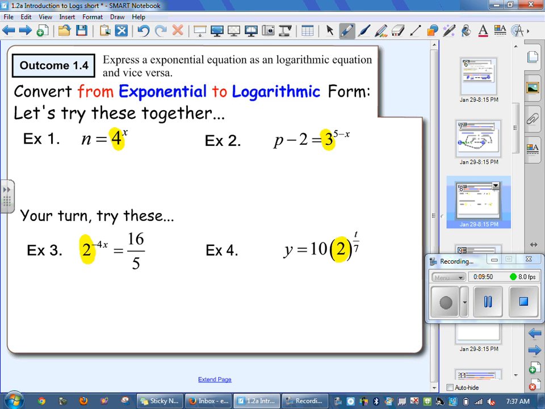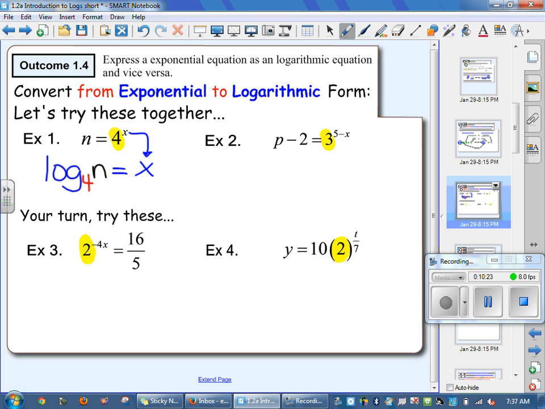So let's take a look at how we would do example 1. So I'm going to write the word log first. That's always the way I start. I write the word log. My little base number, that highlighted 4 that I've chosen, I write it right beside our log as a subscript. It goes lower. Then I want the answer of my exponential. It's going to sit right next to my log word, which is n, and that's going to all equal our exponent x. So now the exponent moves down into the answer of our log.